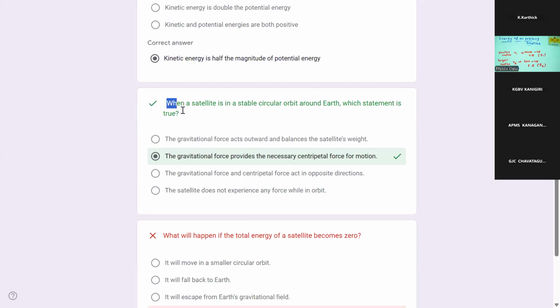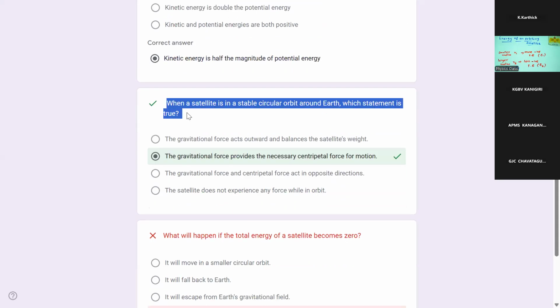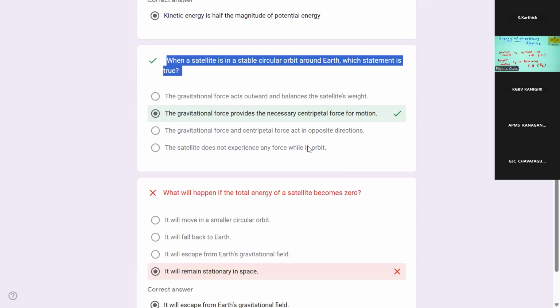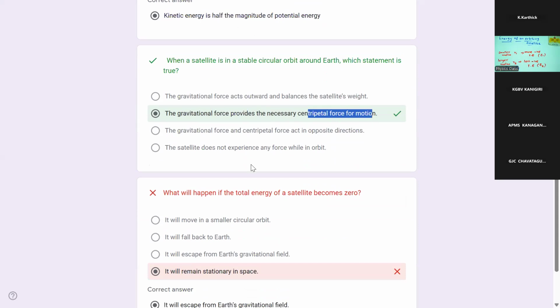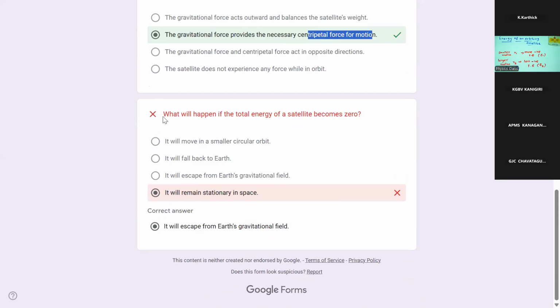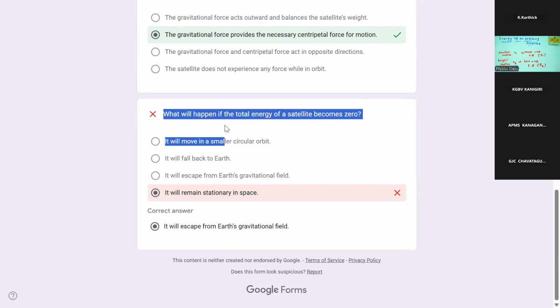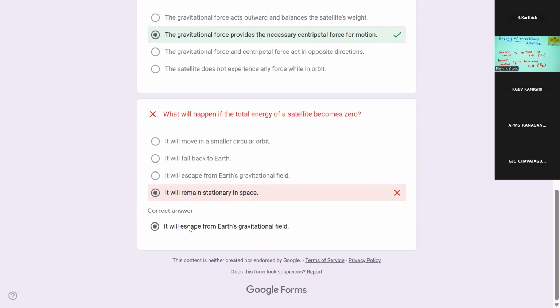Fourth one. When a satellite is in a circular orbit around the Earth, which statement is true? Already you told that the gravitational force provides the necessary centripetal force of motion. Good. And the final one, which is a very important one. What will happen if the total energy of the satellite becomes zero? Many students answered that it will remain stationary in space. No, it will escape from the Earth's gravitational field. Option 3.